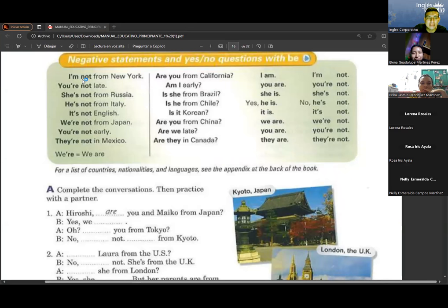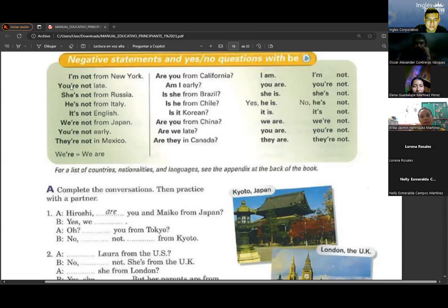Una vez más, la forma negativa. I'm not from New York. You're not late. He's not from Russia. He's not from Italy. It's not English.